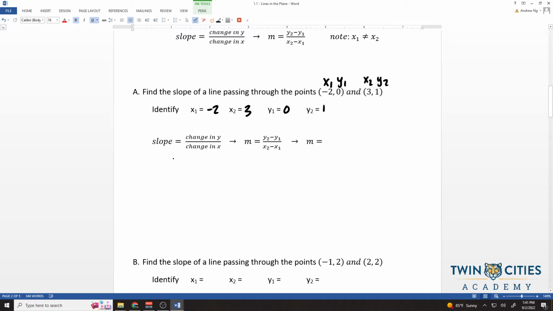So then, given my formula to find the slope, which is, again, the change in y over the change in x, y2 minus y1 is going to be 1 minus 0 over my change in x, so x2 minus x1, 3 minus -2. Careful here with your double negative, so m equals 1 over 5. Your slope is 1/5.